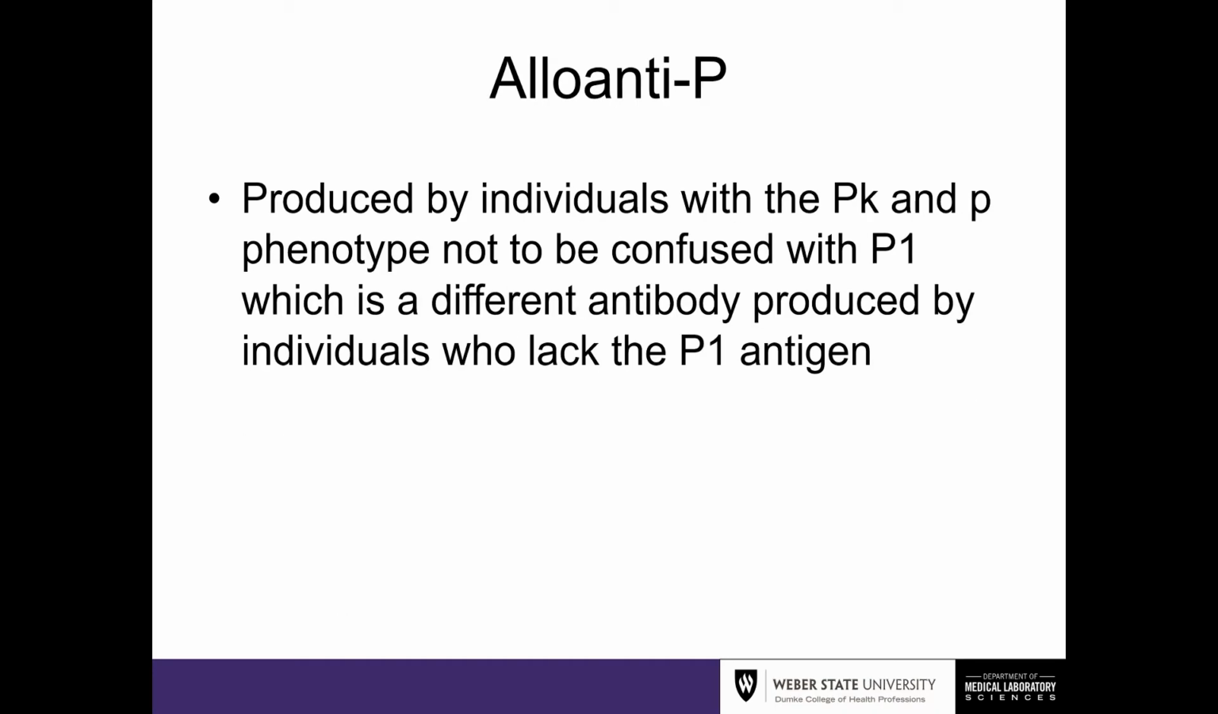Now let's talk about allo-anti-P. It is produced by individuals with the Pk and little p phenotype. So little p is obviously already going to make it because it's lacking all the antigens, but also big Pk can also produce the allo-anti-P. Not to be confused with anti-P1, which is a different antibody produced by individuals who lack the P1 antigen.